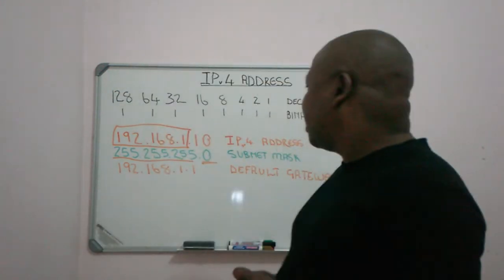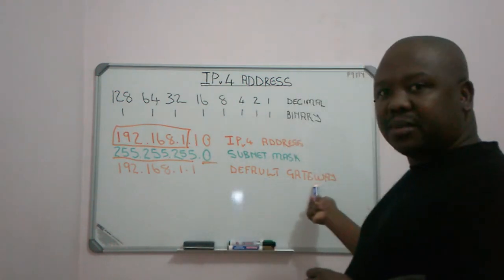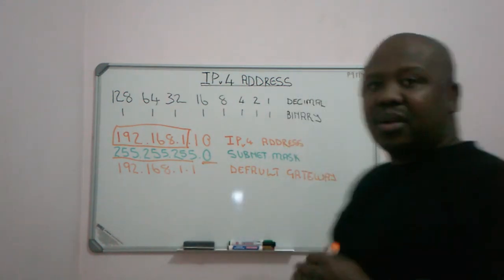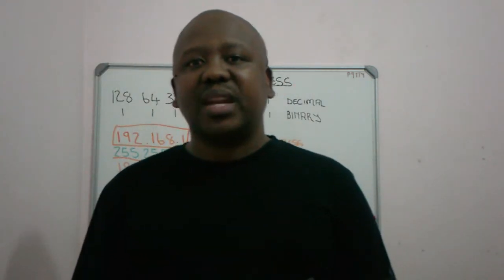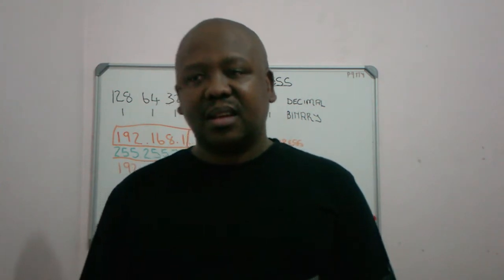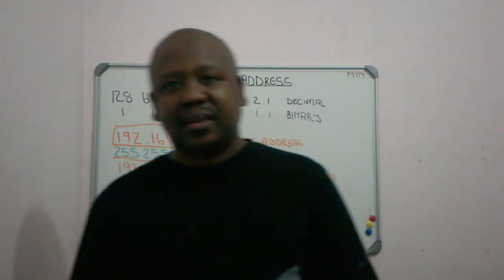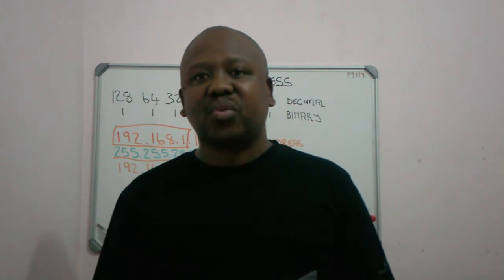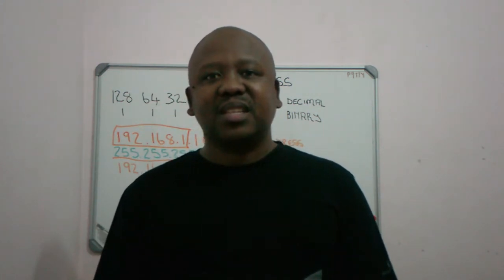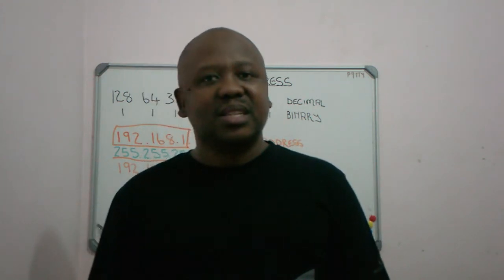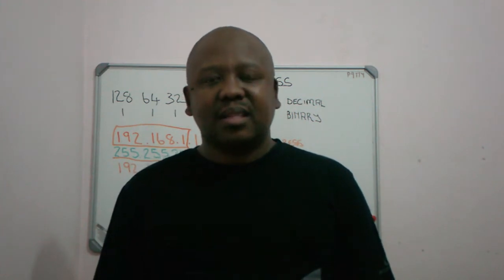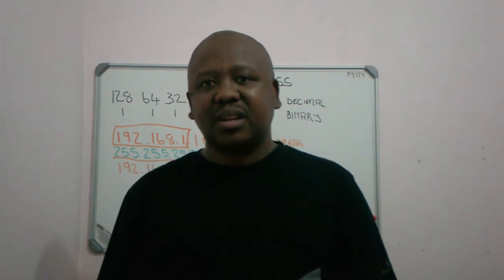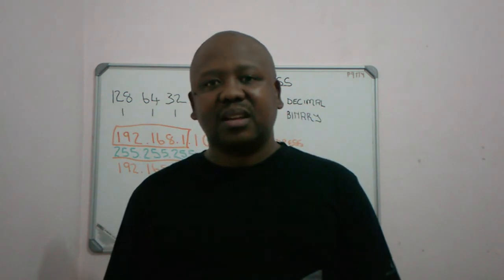We also have the default gateway. Default gateway is normally used when we want to connect or access other networks, meaning when we want to go out of our network. Maybe I'm accessing Google, or I'm accessing YouTube, or I'm accessing anything that is out of my network. Then I'm going to need a default gateway so that it can connect me to other networks.